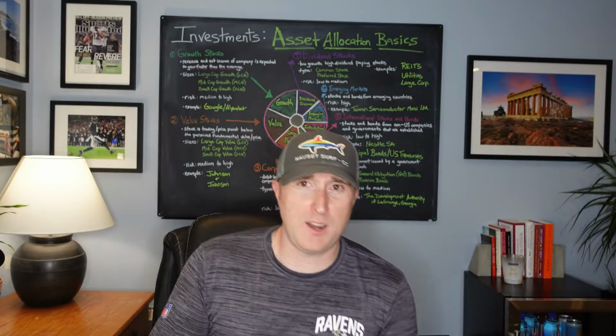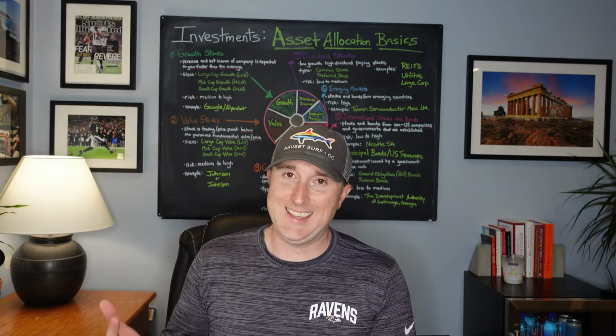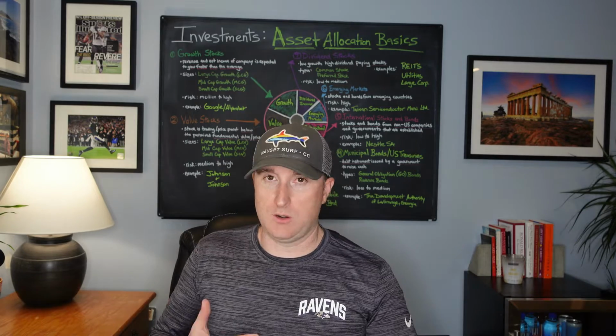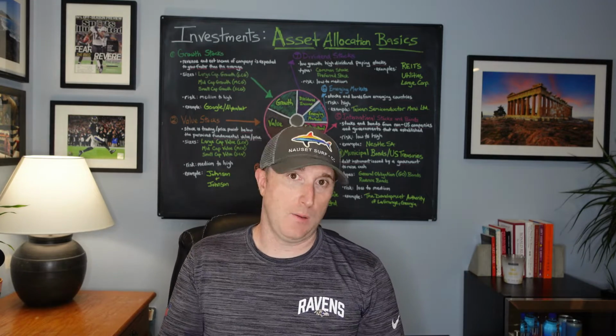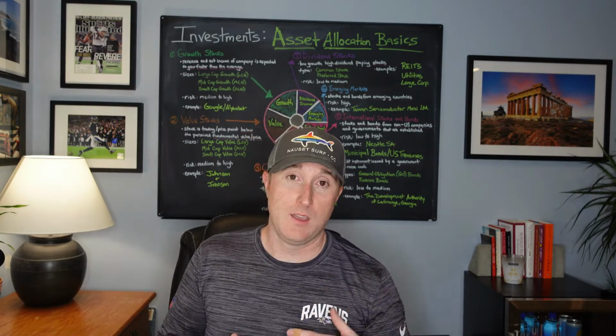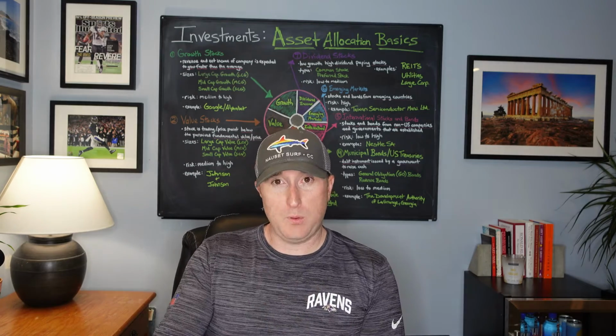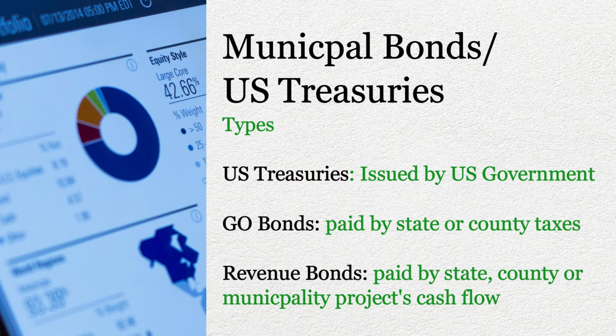With muni bonds and U.S. Treasuries, one advantage is that there are tax advantages depending on what type of bond it is. At certain levels, the interest that you're receiving might not be taxable at the federal or state level, depending on what you own. From a risk standpoint, a government bond is going to be safer than a corporation because you're backed by a government. Basic muni bonds are going to get broken down into two main types.